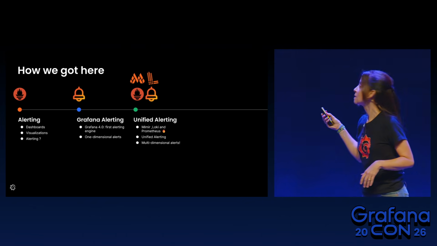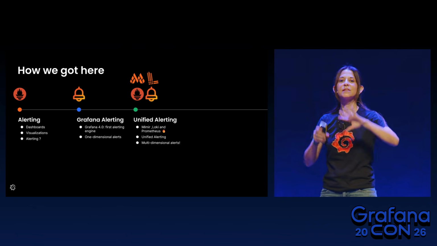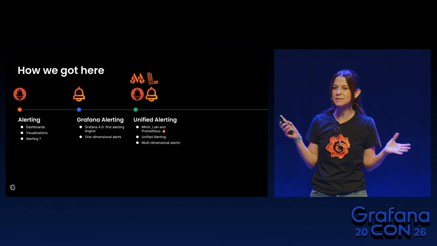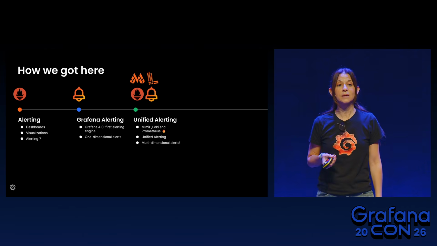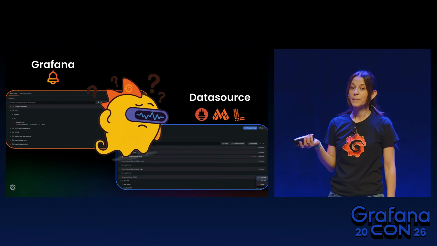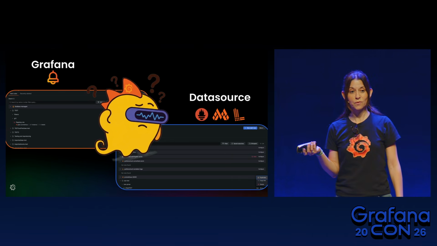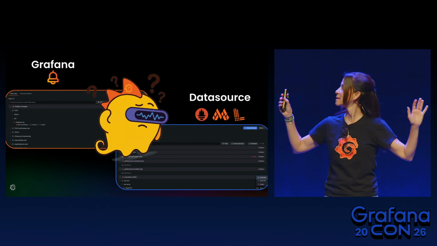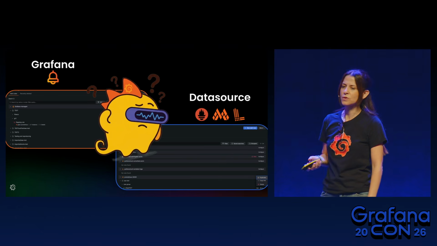Over time, Prometheus, Mimir, and Loki became popular, and we built the unified alerting, where you could manage alert rules from different systems in a single place. And we also added the ability to create multidimensional alerts. But over time, we realized that having two types of alerts, Grafana managed alerts and data source managed alerts, was adding complexity and sometimes confusion for users.